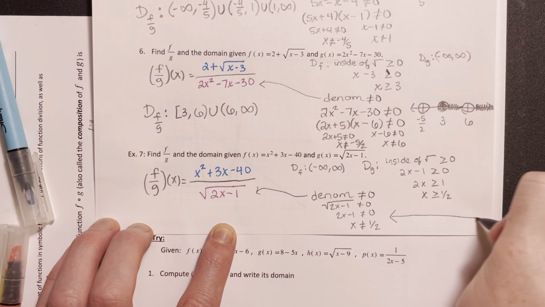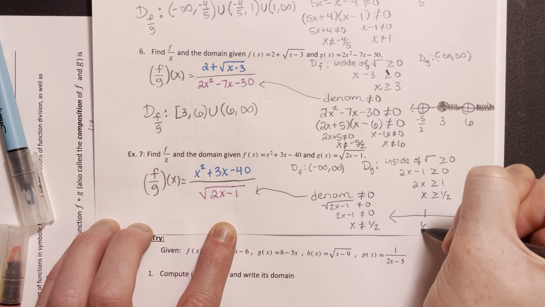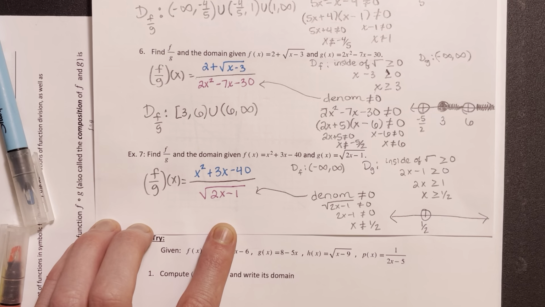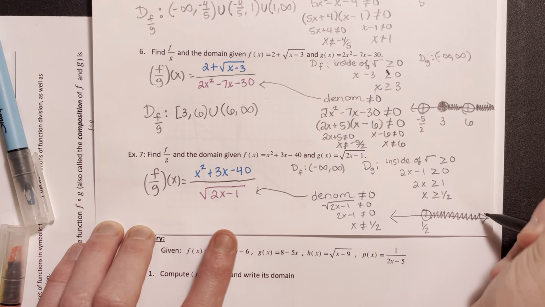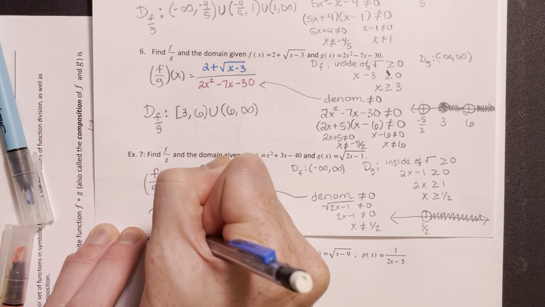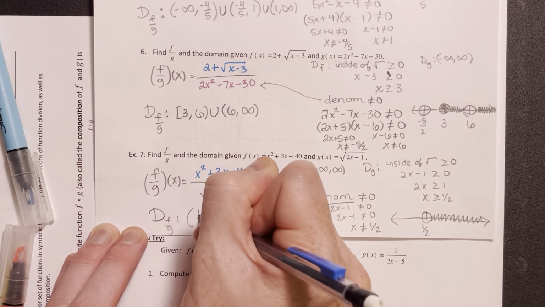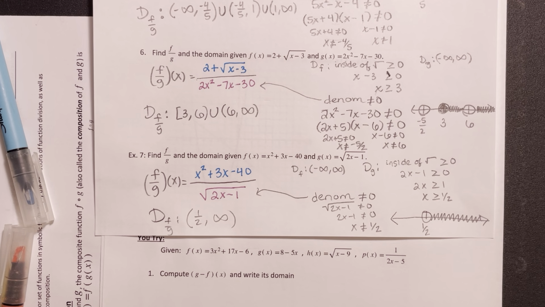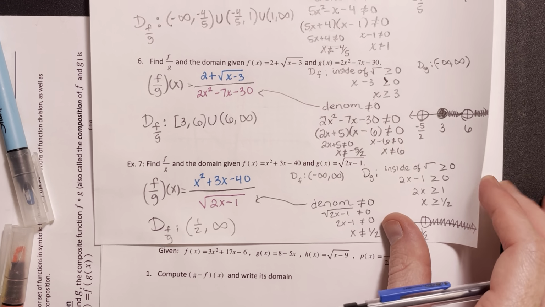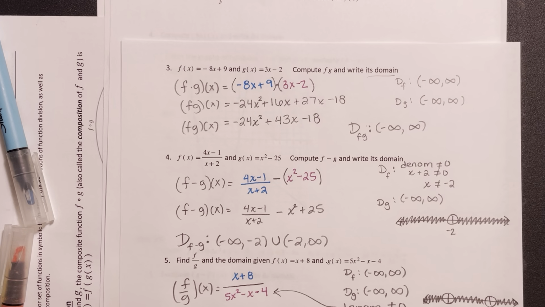So that domain would be an open circle at 1/2. And we're going to shade to the values greater, which are to the right here. And we write this as the domain of f divided by g is parentheses 1/2 to infinity. In the next video, we'll look at how we evaluate these function operations.